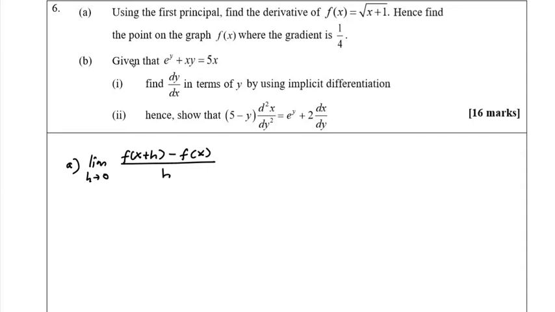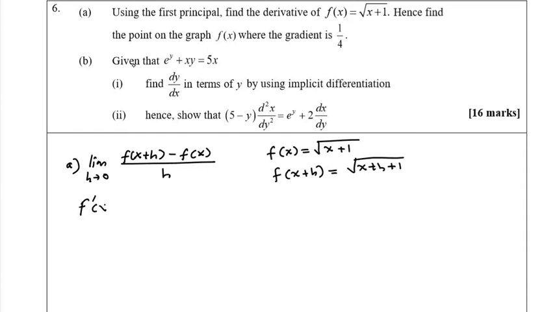Okay, so what you need to do first is find f(x + h). Your f(x) is √(x + 1), so that means for f(x + h), you just add h to the x. So we have our x, then plus h, and then plus 1, similar to the one above. And then I'm going to substitute into the first principle formula.